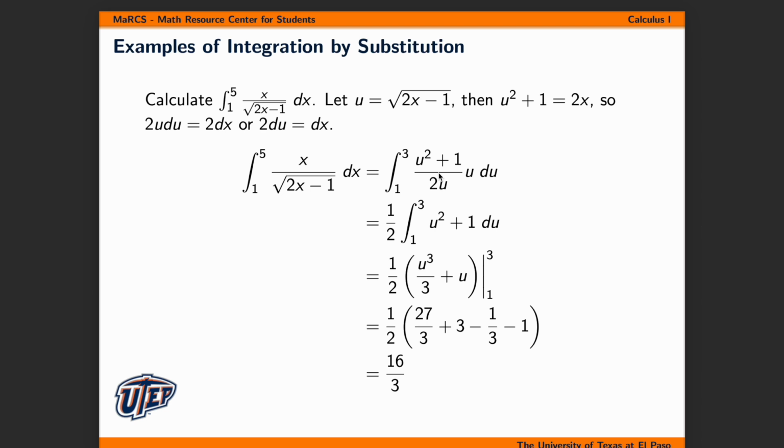And now we can plug in all of our u's and du's. So upon doing so, we can take out our scalar, the 1/2, and multiply by the integral from 1 to 3 of u squared plus 1 with respect to u. So now we can integrate. So the integral of u squared is u cubed divided by 3, and the integral of 1 with respect to u is u. And now we can evaluate from 1 to 3, or from 3 to 1, sorry, and then multiply back our scalar 1/2, and that should yield 16 divided by 3.